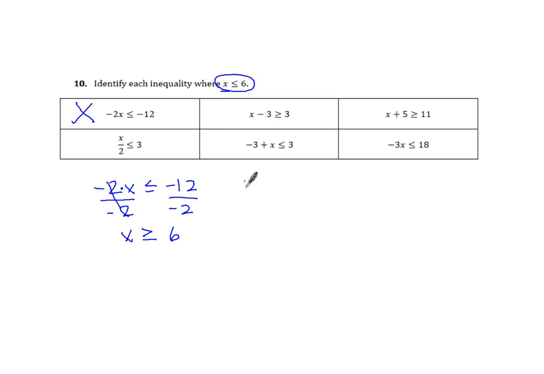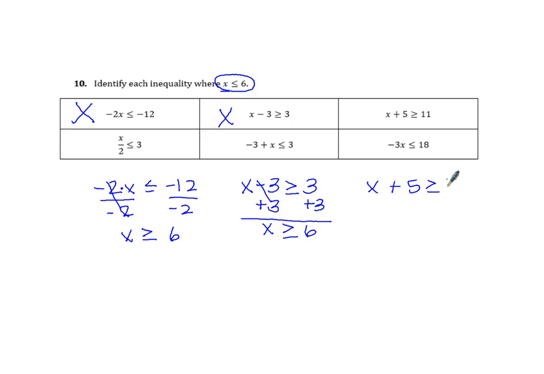So looking at the second one, we have x minus 3 is greater than or equal to 3. Our constant here is minus 3, so we're going to add 3 to get rid of it. That's going to get us x is greater than or equal to 6, and we're not flipping our inequality here because all we did was add. So x is greater than or equal to 6 is not what we're looking for there either, so we're going to cross that out.